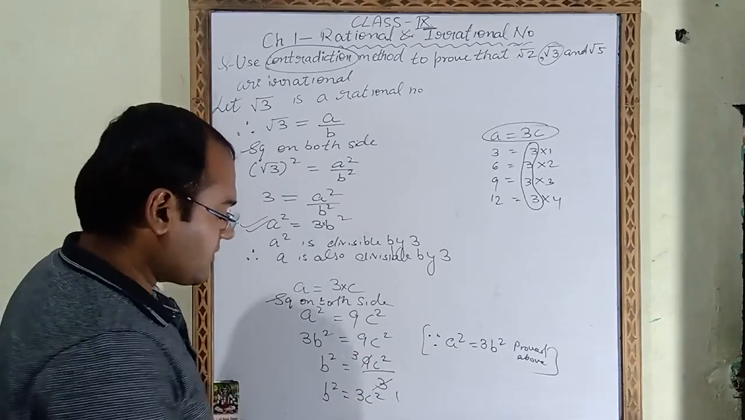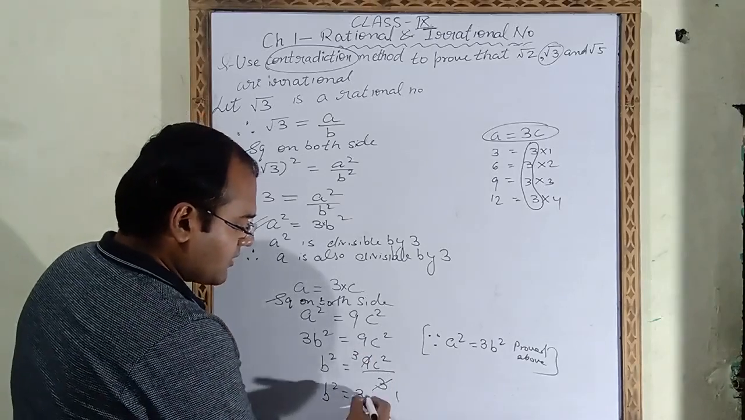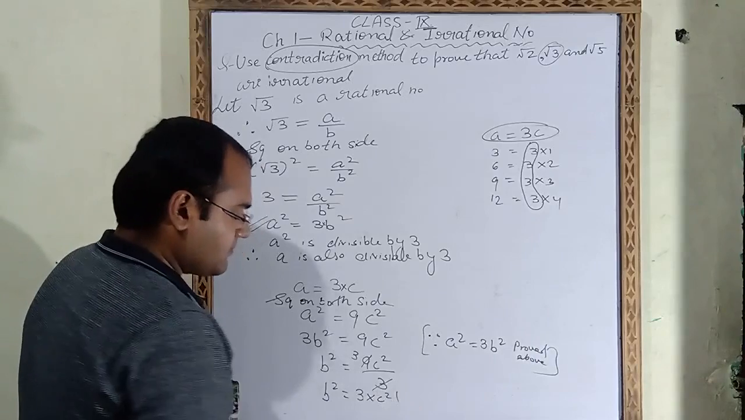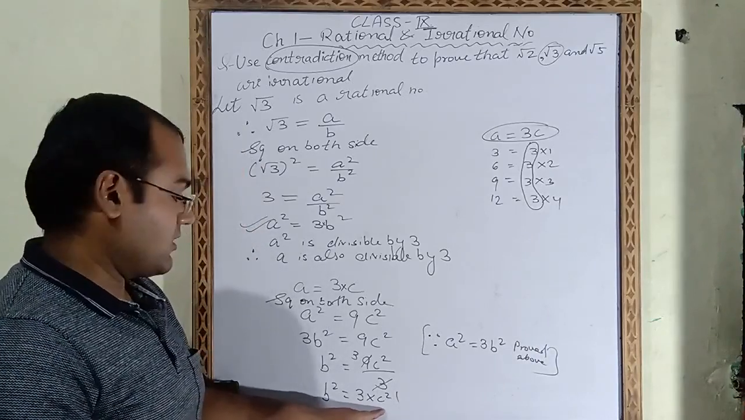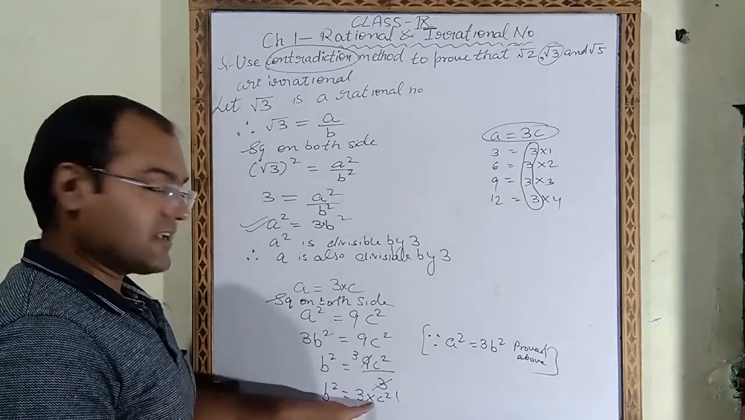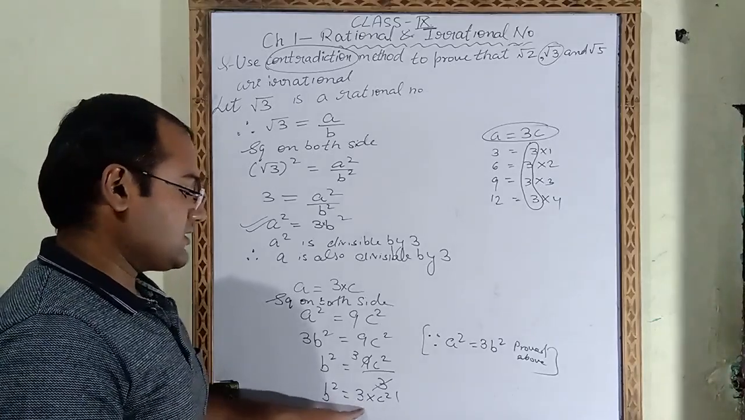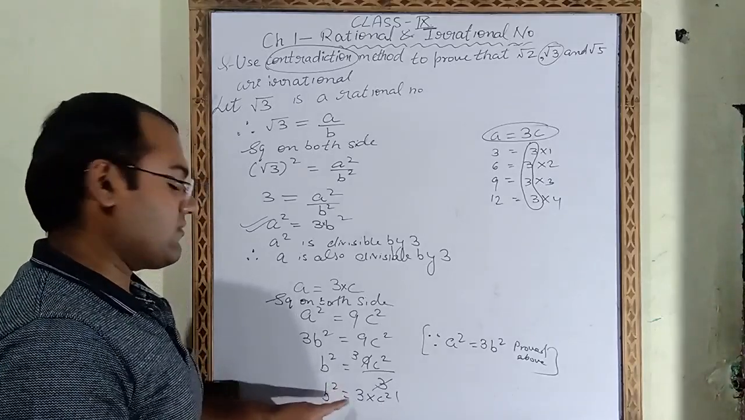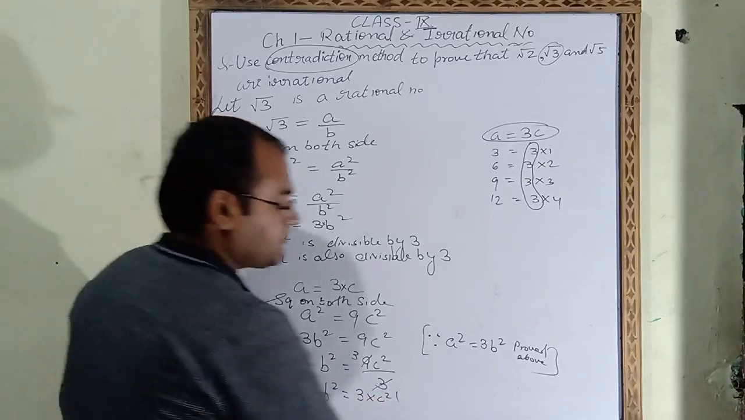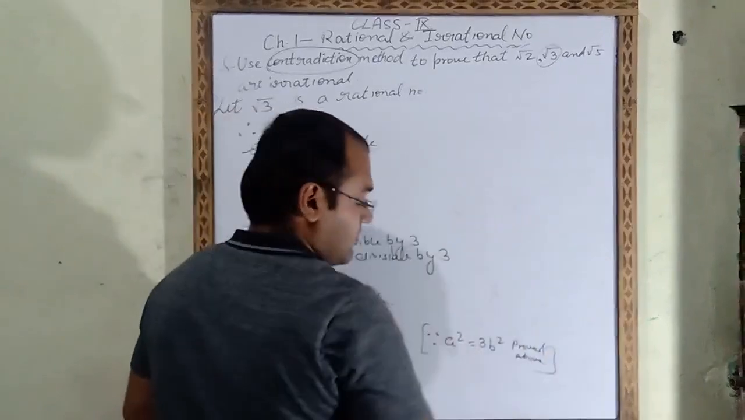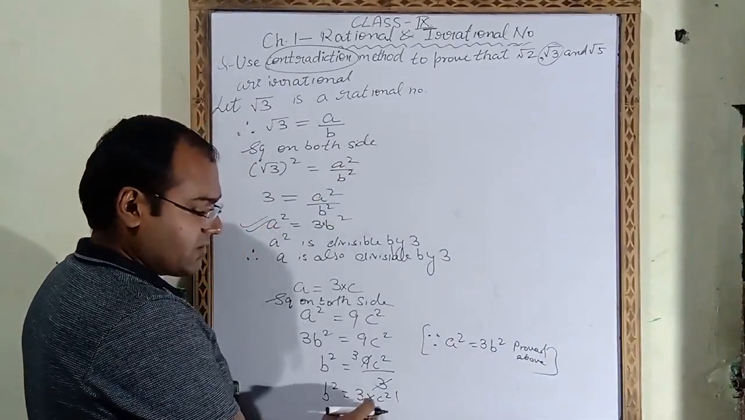Here again we will observe that in this equation 3 is coming in the multiple of C square. Here multiply sign is there. So B square answer is 3C square. That means B square answer will get divided by 3. So what we will write here? B square is equal to 3 multiply C square.